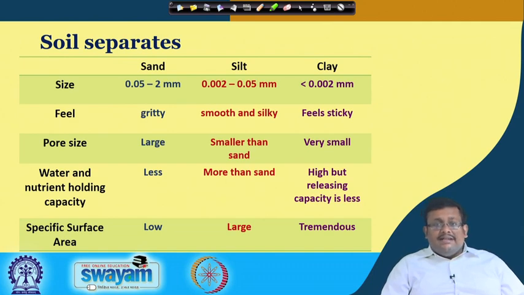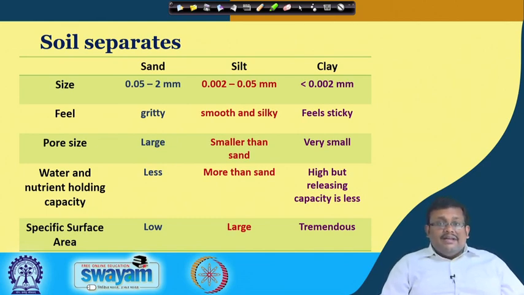Another important property based on pore size is water and nutrient holding capacity. In sand, the water and nutrient holding capacity is very low. In silt, it is more than sand. In clay, it is high, but the releasing capacity is low. Because of the high water holding capacity of clay, water cannot move freely within a clay soil. However, it can move freely within a sandy soil, but its holding capacity is very low.